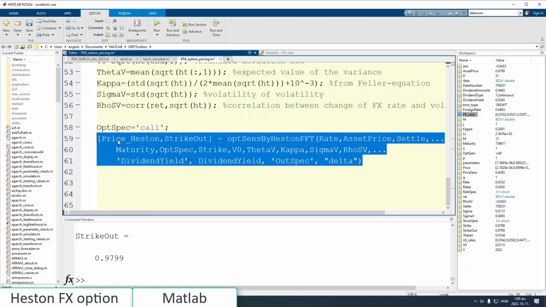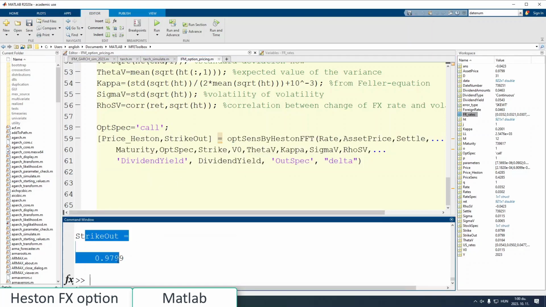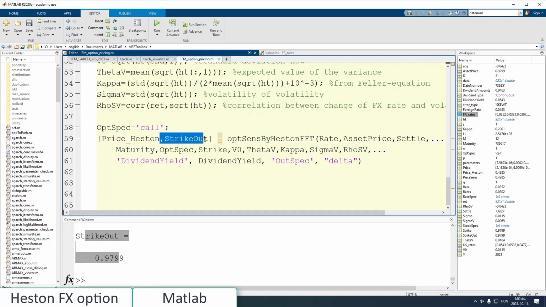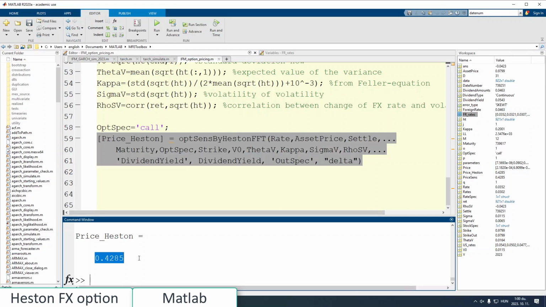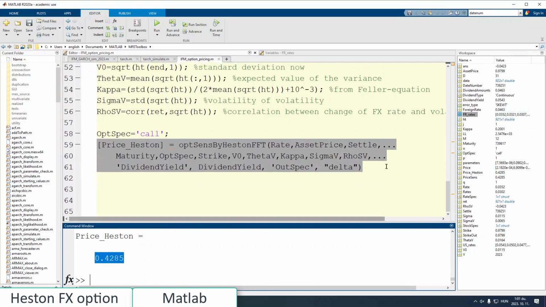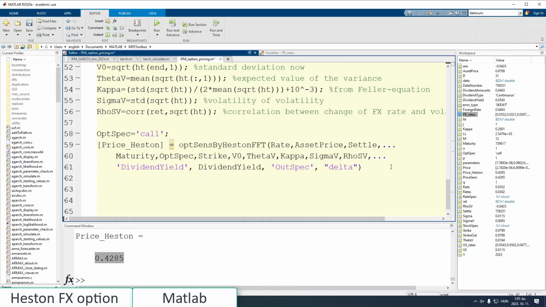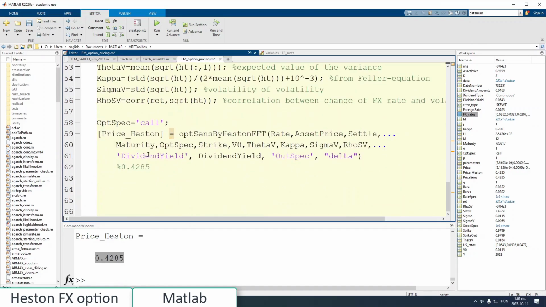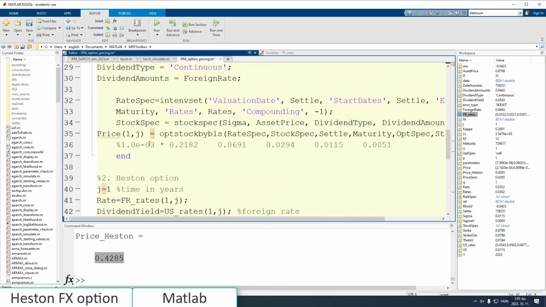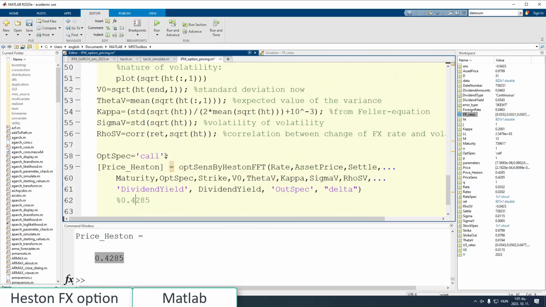Solved. And practically we don't care about this strikeout, so let's delete this one. We need just the first one. And now we have this beautiful Heston option price here, which is obviously bigger than this one. Somehow much bigger.